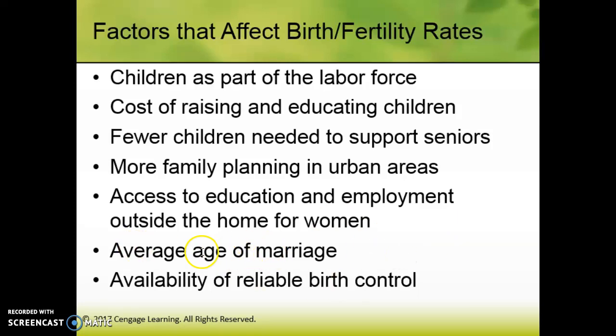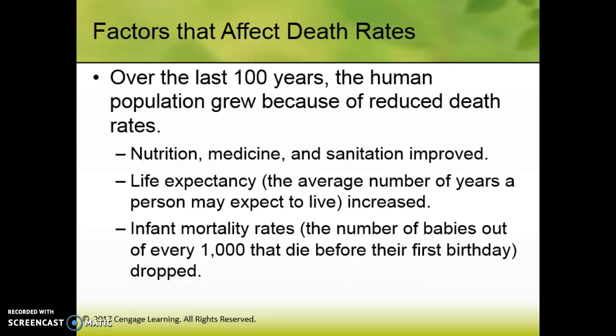Average age of marriage, of course, the availability of birth control, of course, all these things I think make sense that they would either drive up or diminish the birth rate and certainly fertility rate, which is like an average birth rate. Things that affect death rates. This is one of the huge reasons that our population has grown.